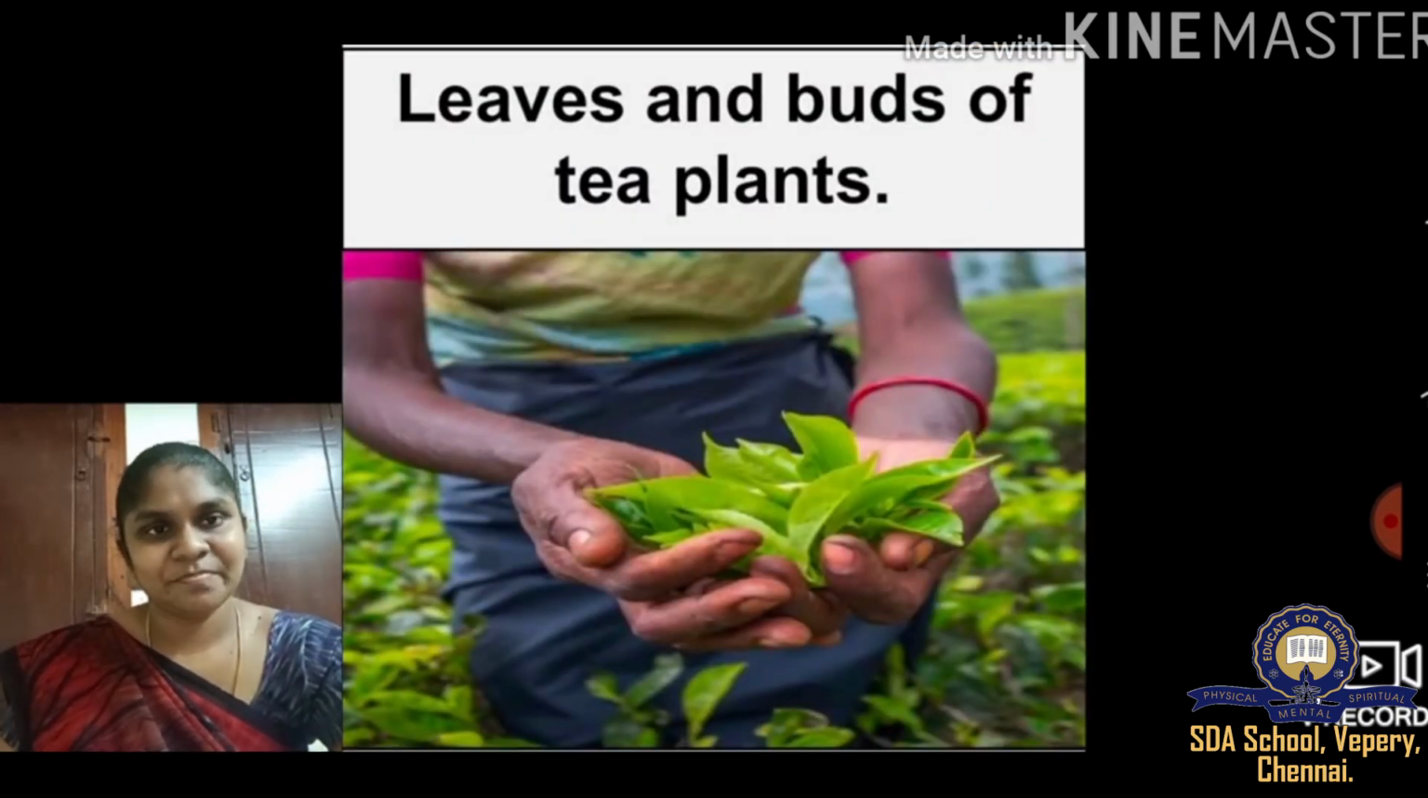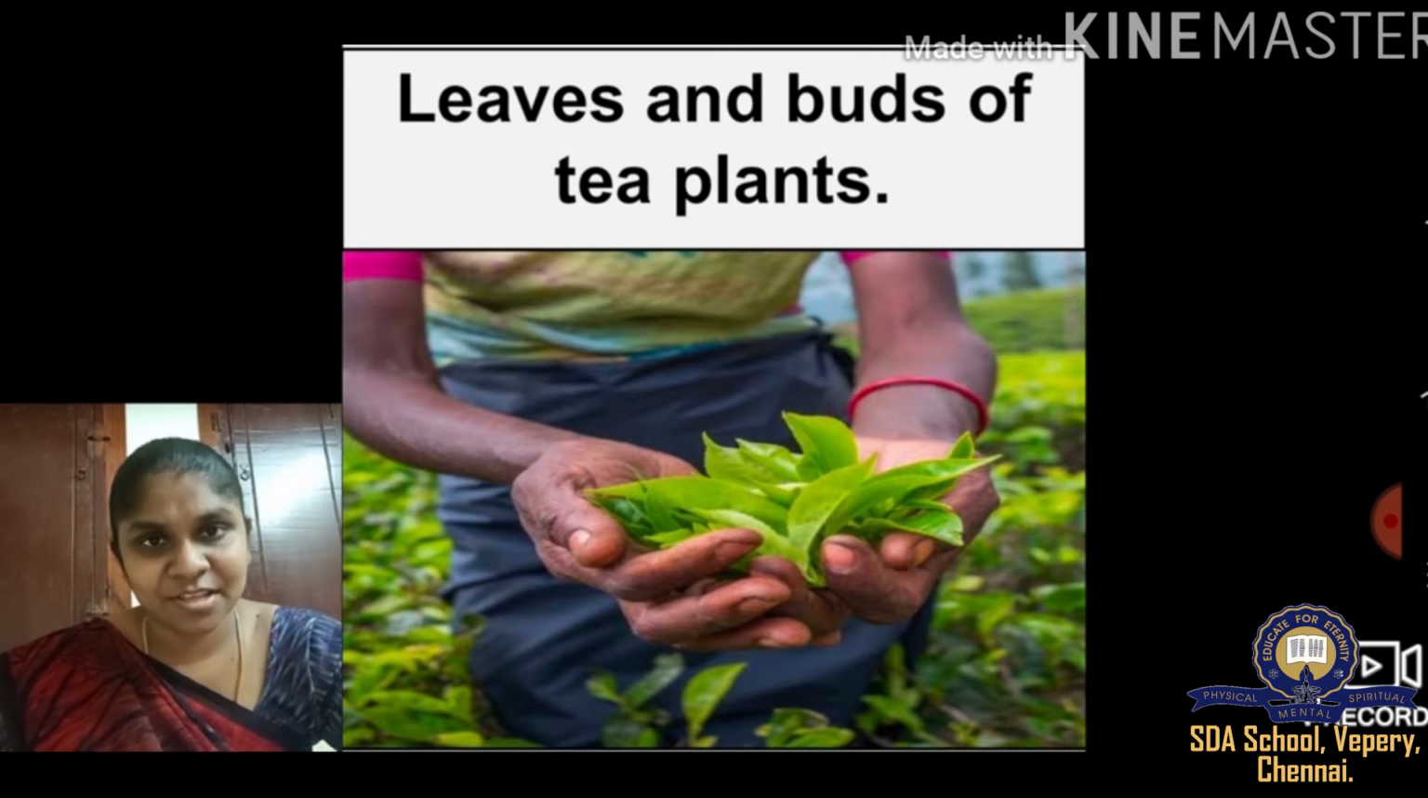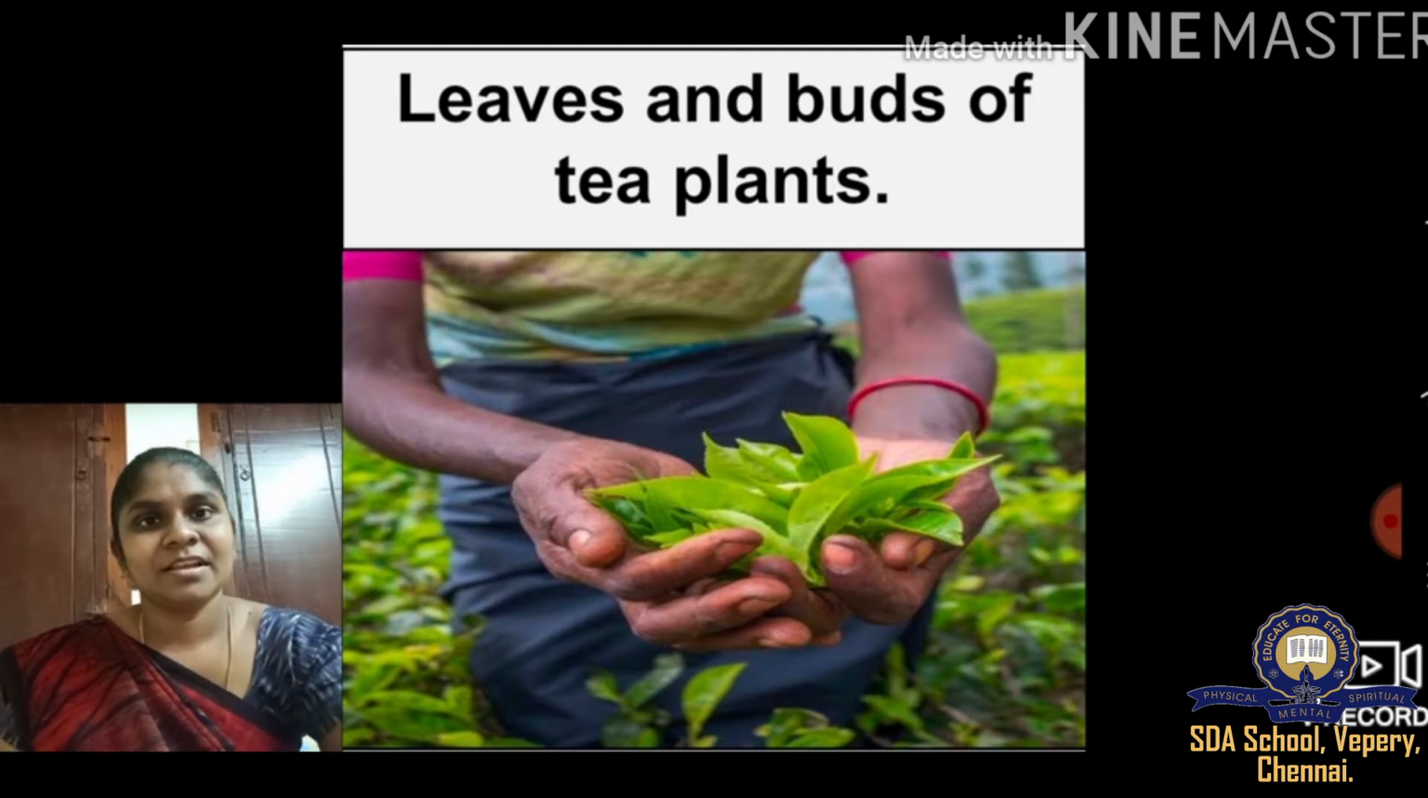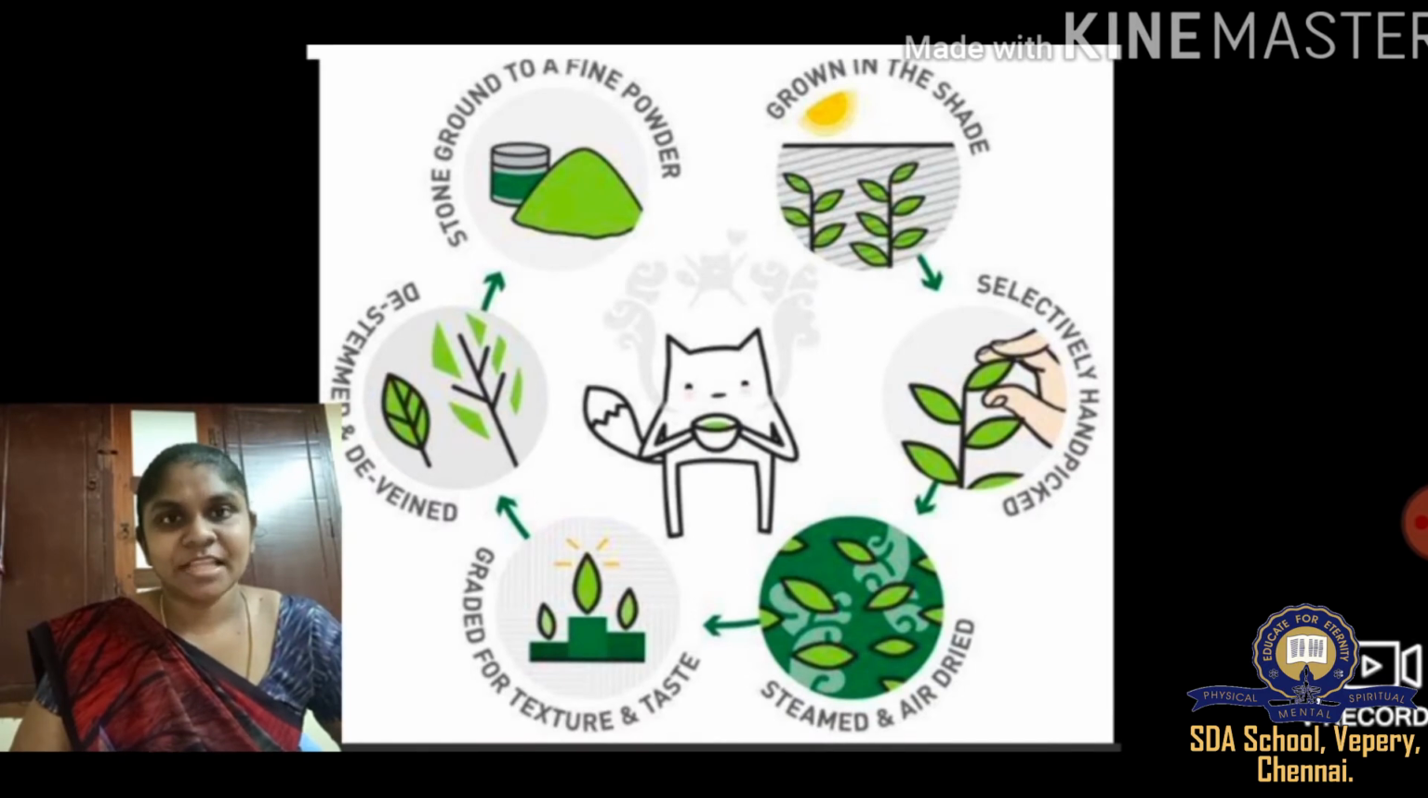Look at this picture. Leaves and buds of tea plants. This is the tea leaves. From these tea leaves only we are getting tea powder. Do you know how it is made? Let's see. These leaves are dried and then made into powder and then we are taking it. Okay. Next, look at this picture. This is the process of how we are getting the tea powder in our hand.